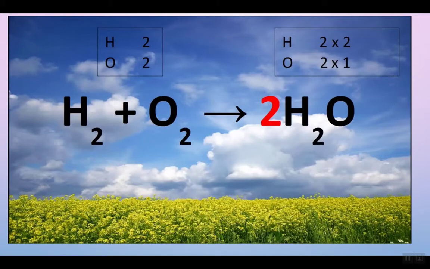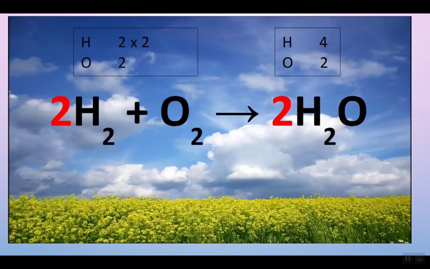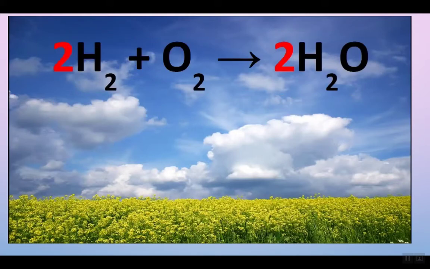This now gives us 4 hydrogens on the right-hand side and 2 oxygens. We have balanced the oxygens now, we have 2 on either side, but we have too many hydrogens on the right-hand side. We have 4 as opposed to 2 when we started, which means we would have gained 2 hydrogens from nowhere. So, to solve this, on the left-hand side, we simply put a 2 in front of the H2, which gives us 2 times 2 hydrogens, 4 hydrogens. And this is a completely balanced symbol equation.